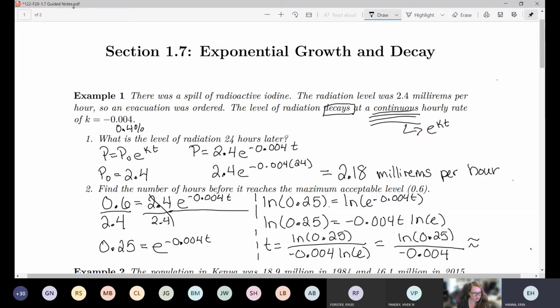This will result in approximately 346.57 hours. So after approximately 350 hours, it will get down to that acceptable level of 0.6 millirems per hour. Questions, concerns?